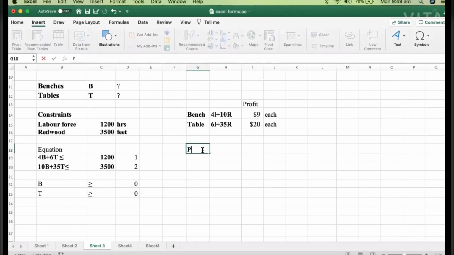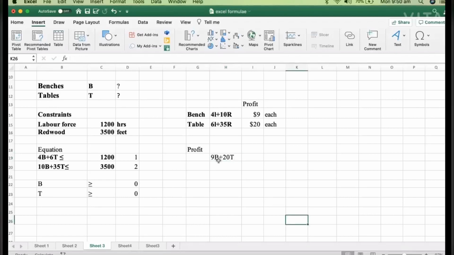So for profit, my equation should be 9 each for my benches, that is B. I can write over here 9B plus 20T for tables. It means for each bench I will earn a profit of 9 and for each table I will earn a profit of 20. Then how much maximum it should be, I have to find out.